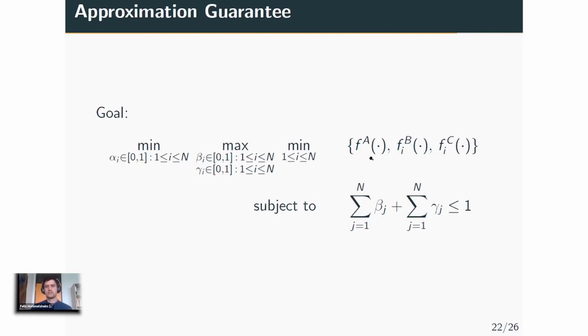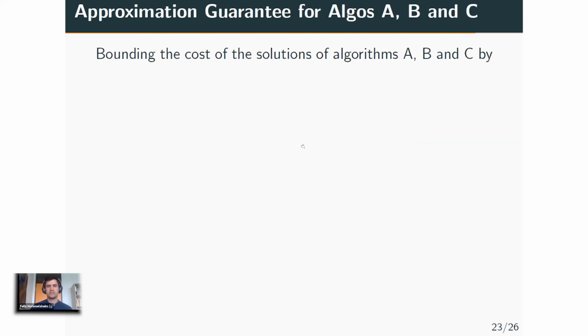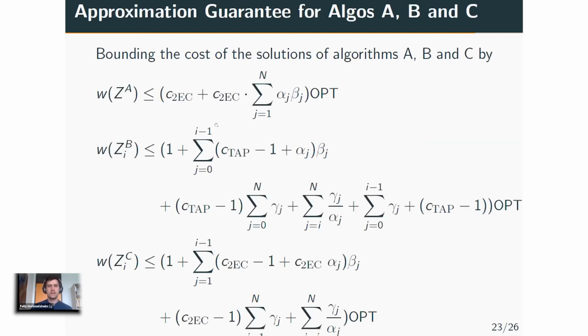Okay, now the remaining question is, how do we obtain these functions FA, FB, and FC? Unfortunately, we will not have enough time, but just to give an idea of how they look: most of the variables here you have already seen, like alpha, beta, and gamma. And the remaining two variables are actually constants. It's C2EC and C_TAP, which are the current best known approximation factors for the two-edge connected spanning subgraph problem and for the tree augmentation problem.